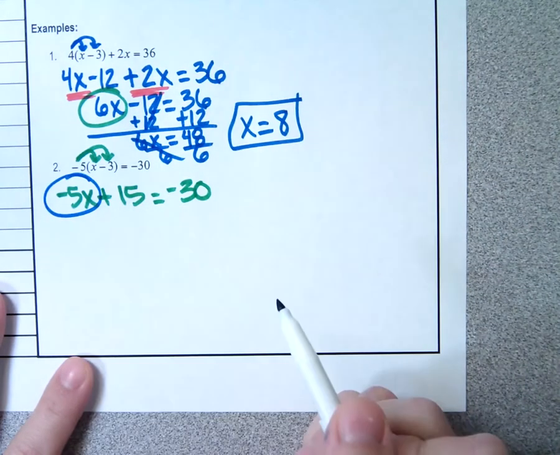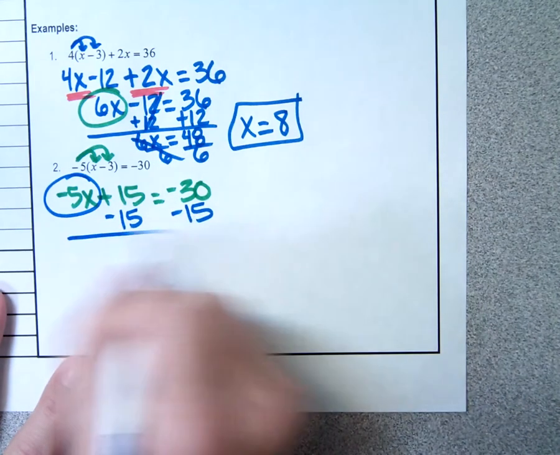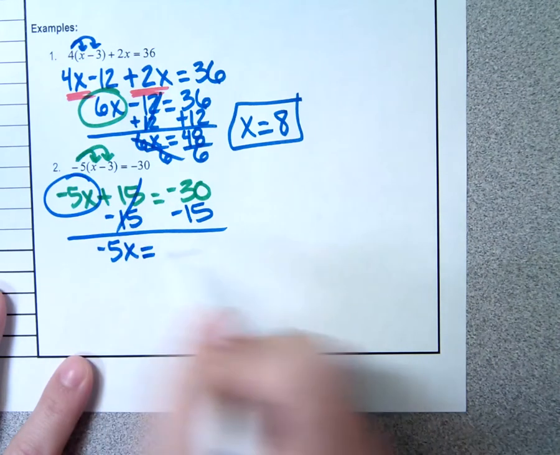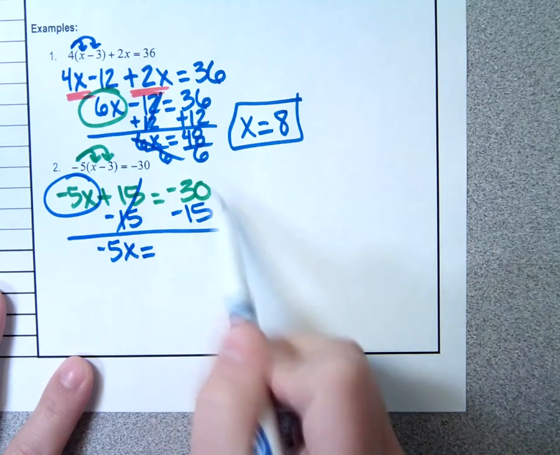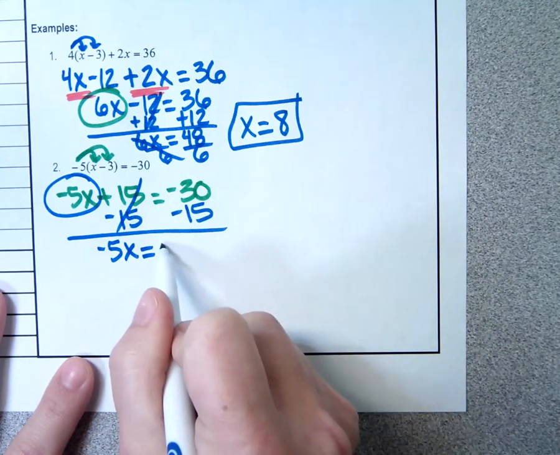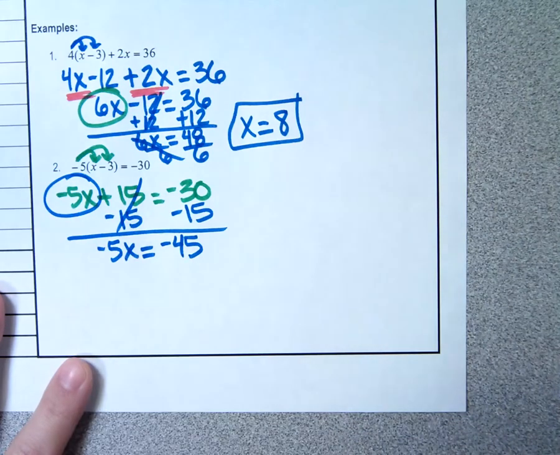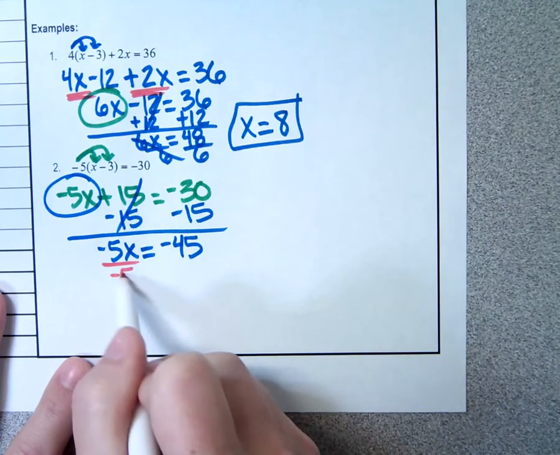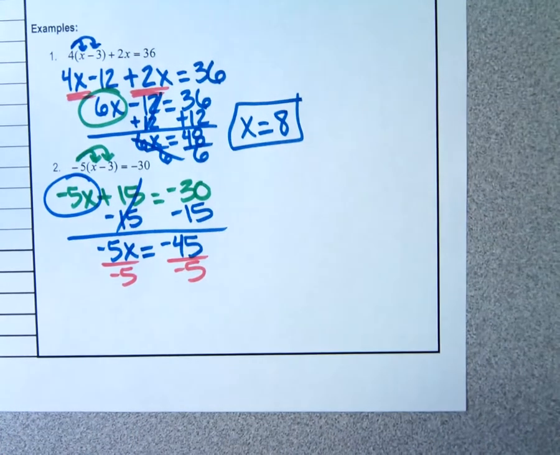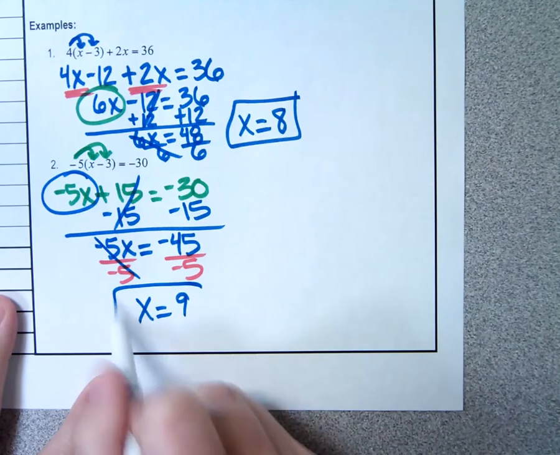How do I get rid of the plus 15? I subtract it. So I subtract 15 from both sides. The negative 5x drops. My equals drops. How much is negative 30 minus 15? They're both negative, so I add them and I get a negative 45. Undo multiplication by dividing. So I divide both sides by negative 5. And how much is negative 45 divided by negative 5? It is a positive 9.